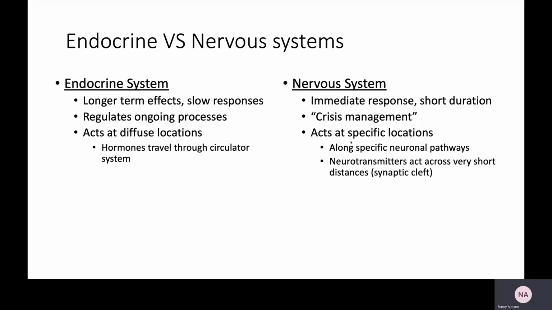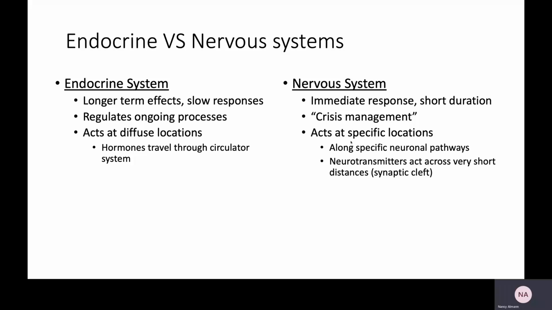Versus the endocrine system, which tends to have longer term effects and slower responses. So if you think about a baby who's just been born, it takes 20 plus years for that child to reach skeletal maturity. Endocrine system is going to regulate ongoing processes. So calcium homeostasis, retaining or maintaining the appropriate calcium levels within the blood, lasts a lifetime. Also, the endocrine system is going to act at diffuse locations.